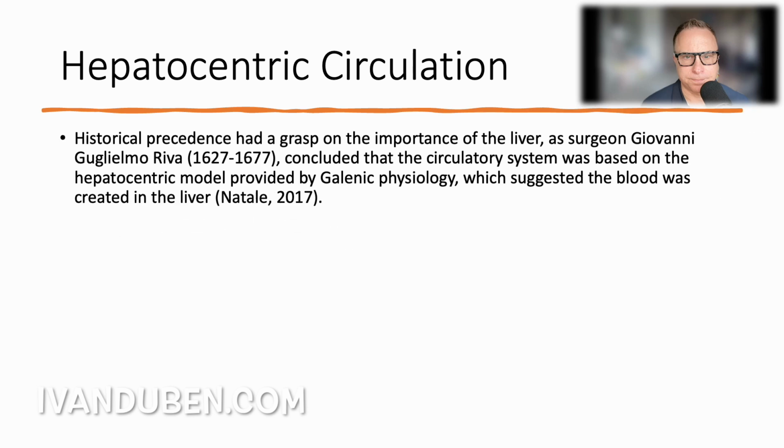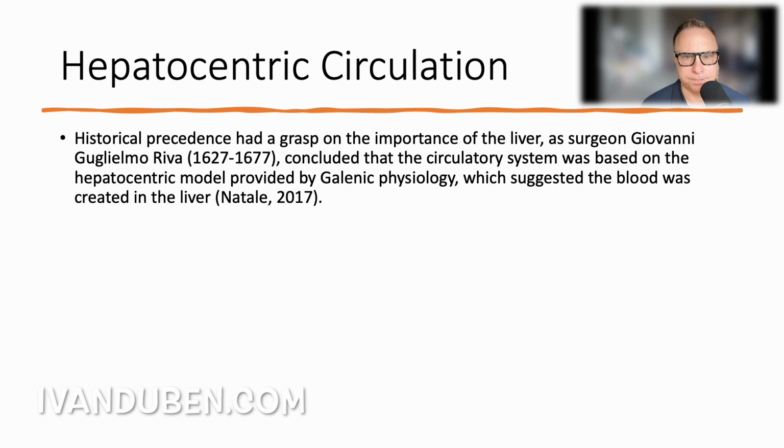Historical practitioners had a grasp on the importance of the liver, as surgeon Giovanni Riva concluded that the circulatory system was based on the hepatocentric model provided by Galenic physiology, which suggested the blood was created in the liver. I suspect that the early anatomists utilized fresh cadavers in their dissections and investigations. Given the amount of blood that's held in the sponge-like characteristics of the liver, it's easy to see why they considered it the center of the circulatory system.